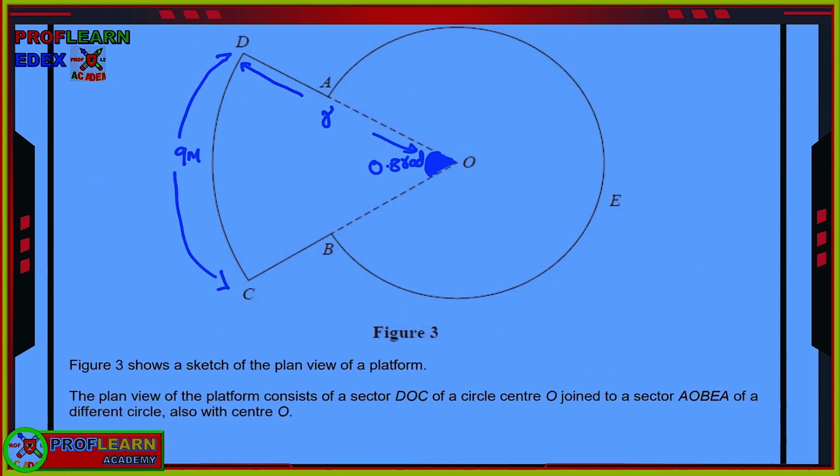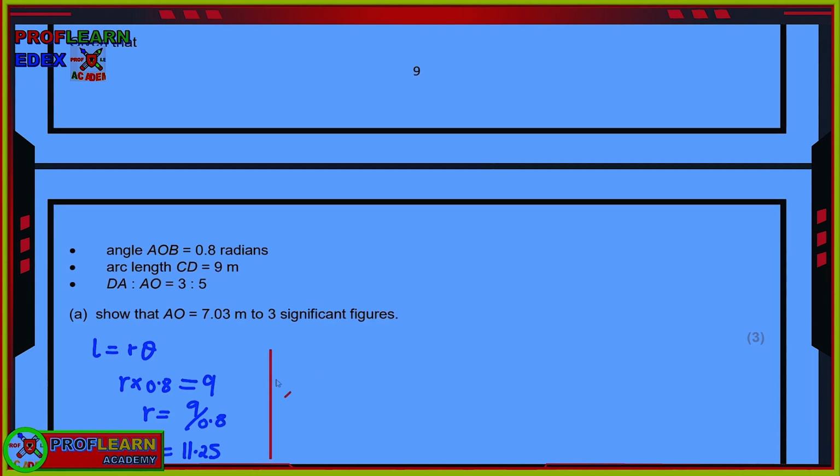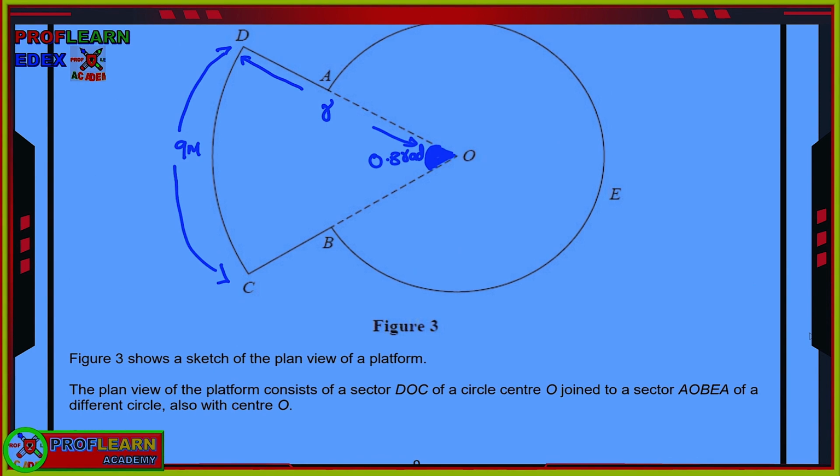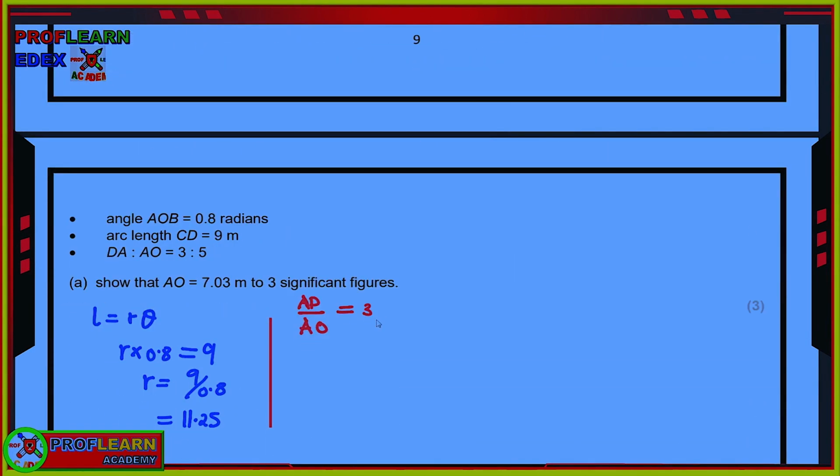Now, we also remember we were given the ratio, so we can express the ratio as a fraction, and this is going to be 3:5. We can let AO be x, so that we can say AD over x equals 3/5. So it means that our AD is going to be 3/5 x.